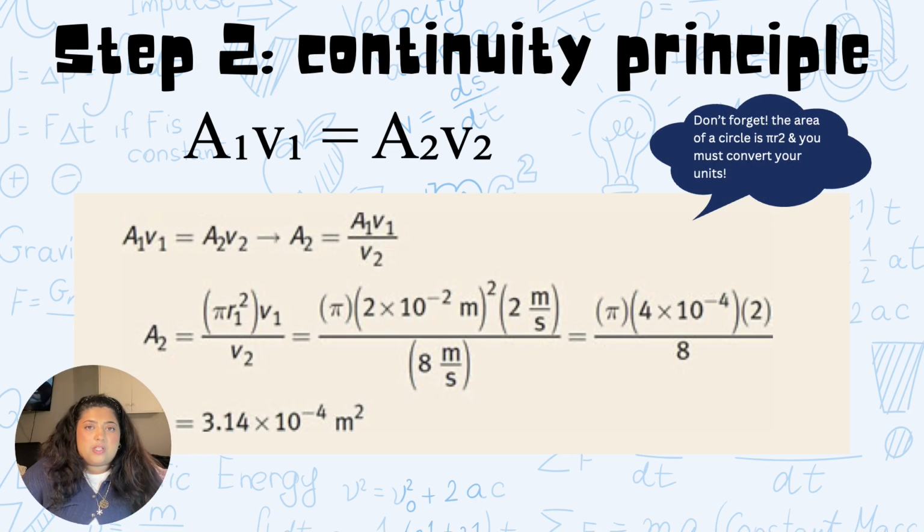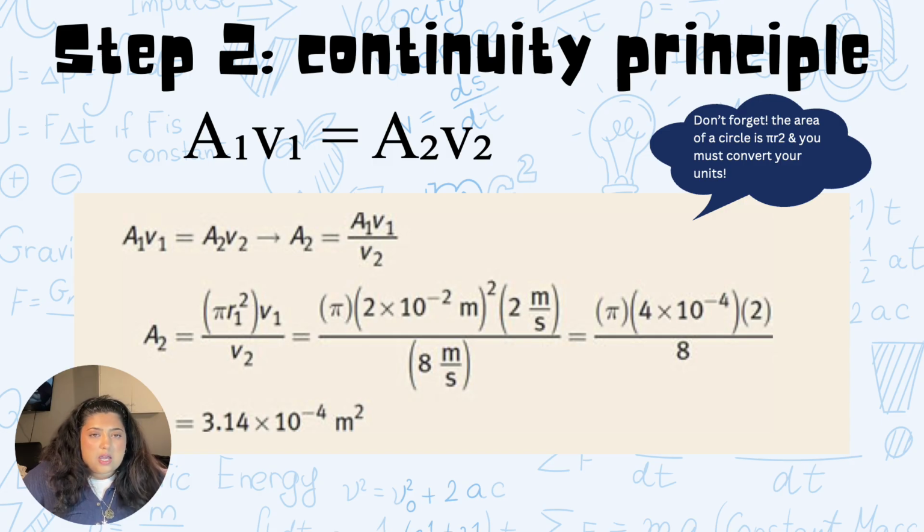So step 2, let's start with continuity. We use the equation A1V1 equals A2V2, which tells us that flow rate stays constant. First, I want to solve for the unknown area A2, so I rearrange the equation to show that A2 equals A1V1 over V2. Now I substitute in the known values.